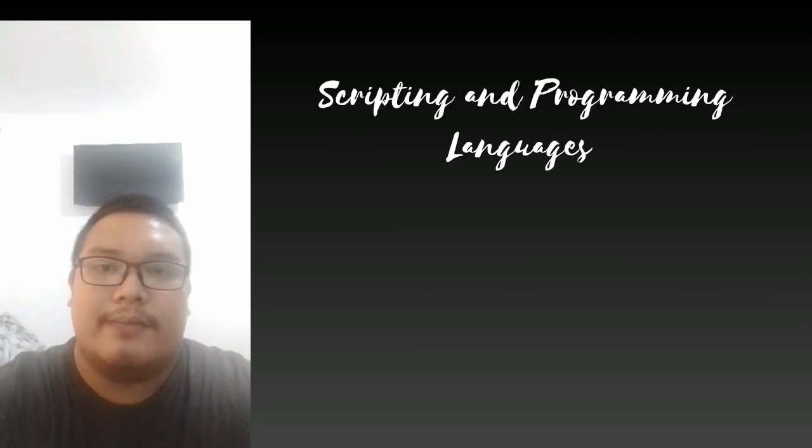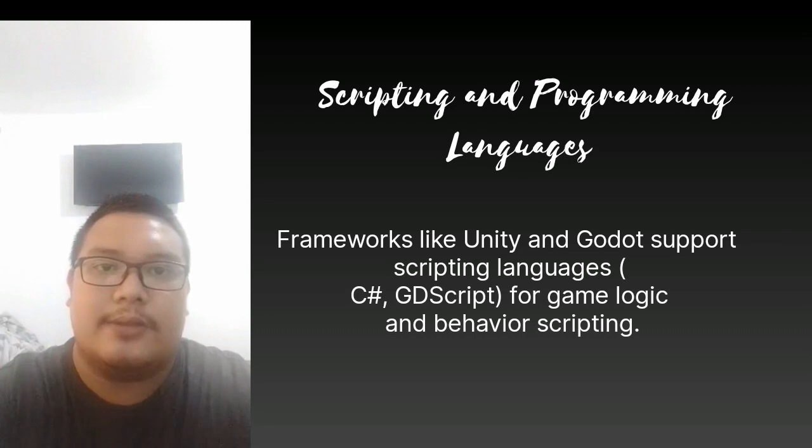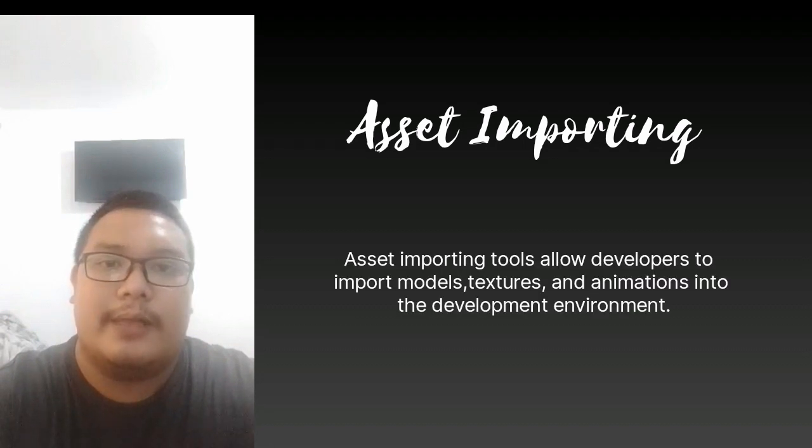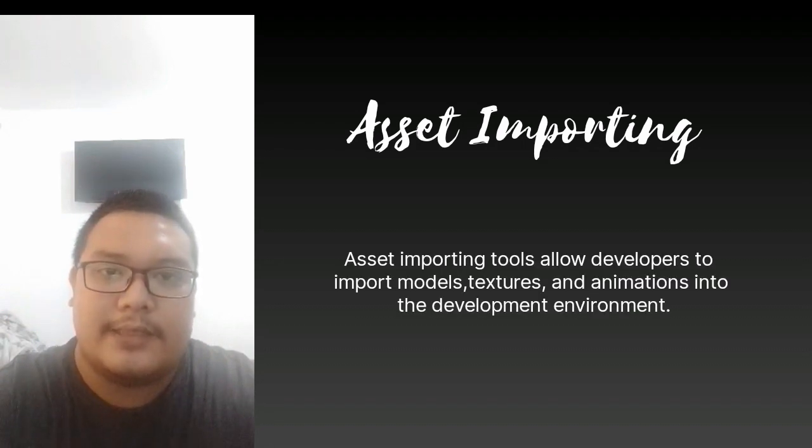Number 6. Scripting and programming languages. Frameworks like Unity and Godot support scripting languages like C# and JavaScript for game logic and behavior scripting. Number 7. Asset importing. Asset importing tools allow developers to import models, textures, and animations into a development environment.